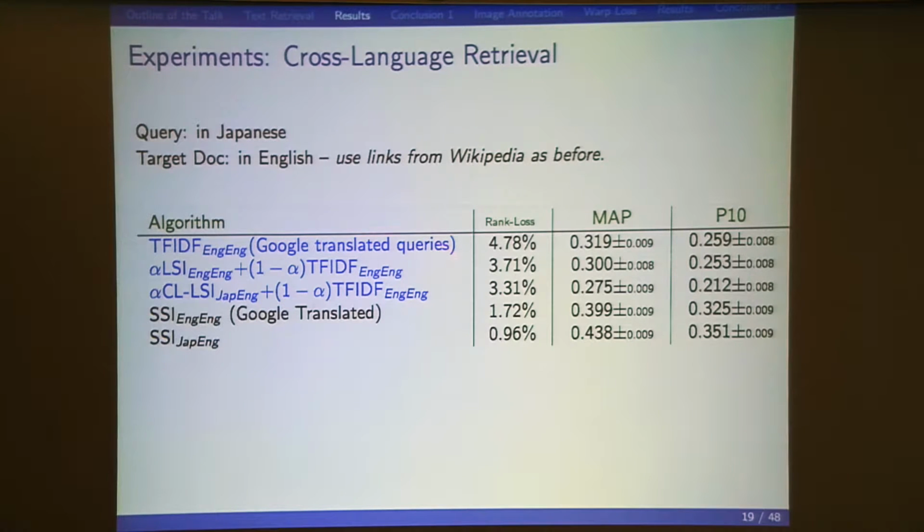And we can compare that to using something like Google Translate to translate the Japanese documents, so now they're in English, and then just using normal vector space scoring again, which is much worse than SSI. And this is kind of interesting: if you translate the query to English and then do SSI, you're actually worse than leaving it in Japanese. So you do better not using a translation tool.